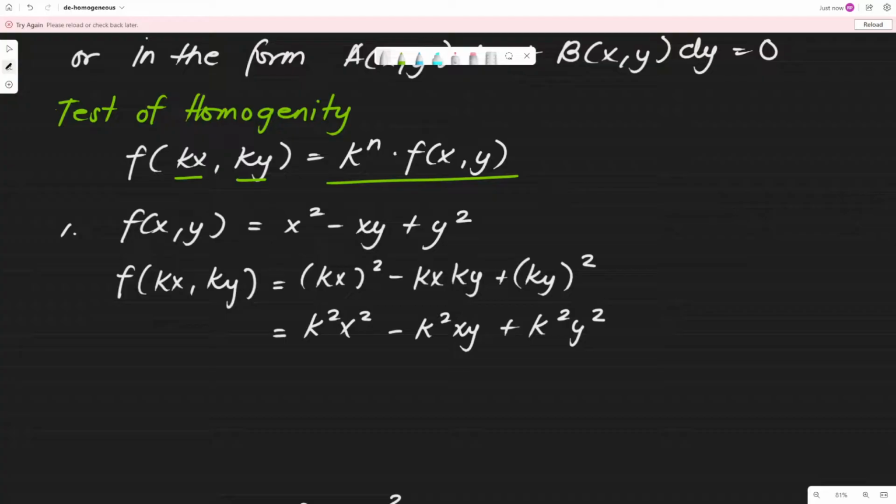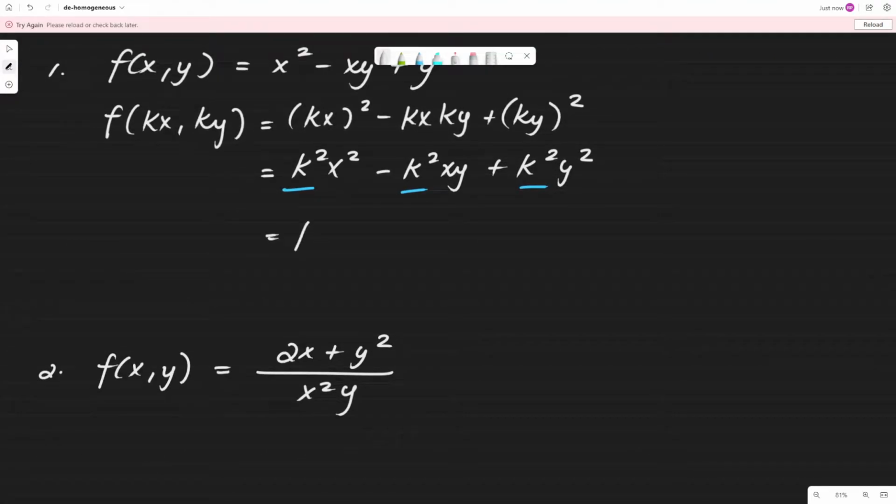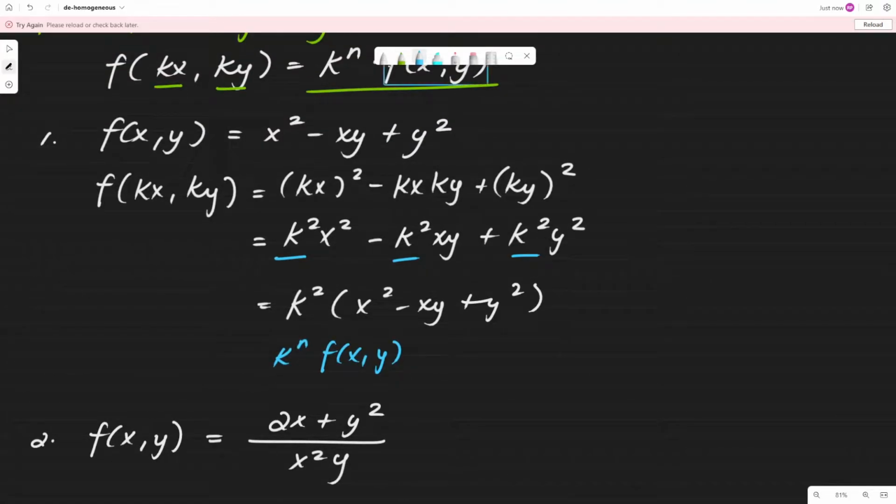Then we notice that k squared is common to all the terms, so we can factor it out. We will have k squared multiplied to x squared minus xy plus y squared, which is actually the original function. So we arrive at the form k raised to n multiplied to the original function. Hence, this is homogeneous. I'll just write it here: homogeneous. So that's how we test if a function is homogeneous.